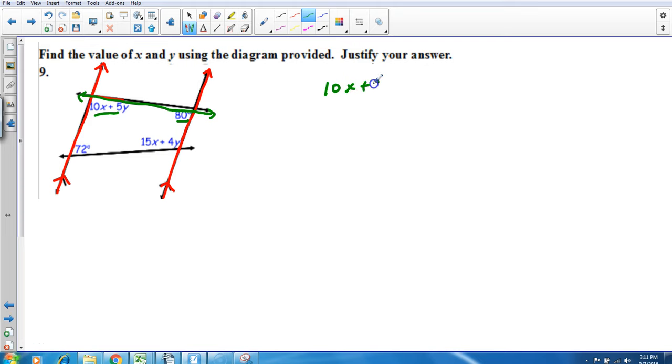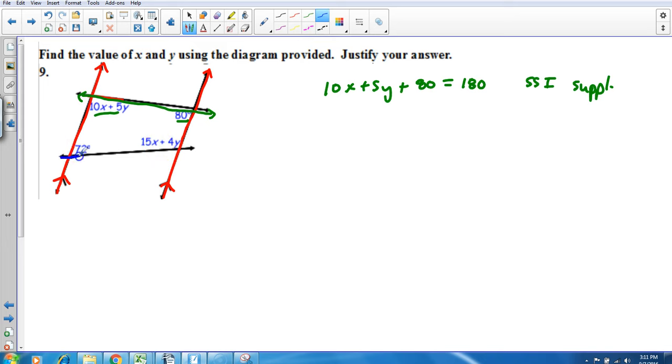Therefore, I can write this relationship. I can add those up, and I know that they're going to add up to 180 degrees. And again, I want to list a reason. Why can I say that? Because they're same side interior, and I know that when the scenario presents itself, the same side interiors are supplementary. Okay? Same thing here, same deal.